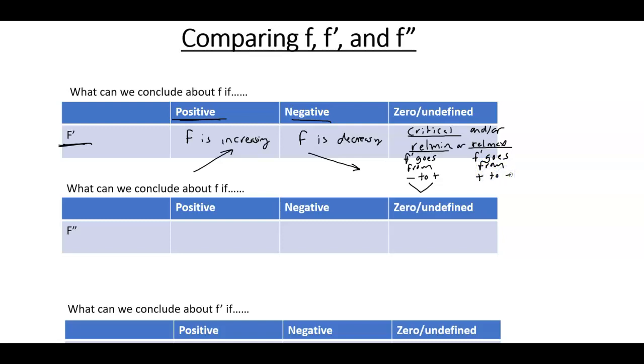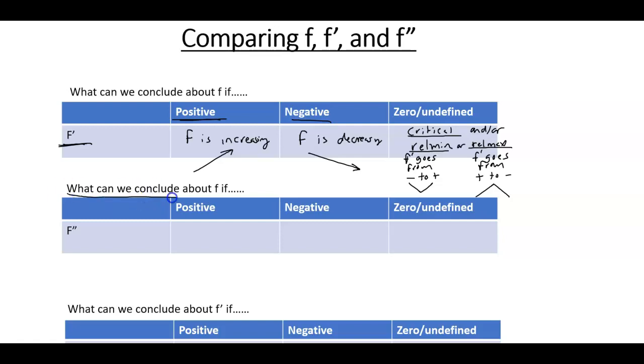So if f is going from a positive slope to a negative slope, in other words, f prime is going from positive to negative, that would mean that f has a relative max. So that is what we can conclude about f based on the sign values of f prime. Now let's go ahead and move on to the next part here.